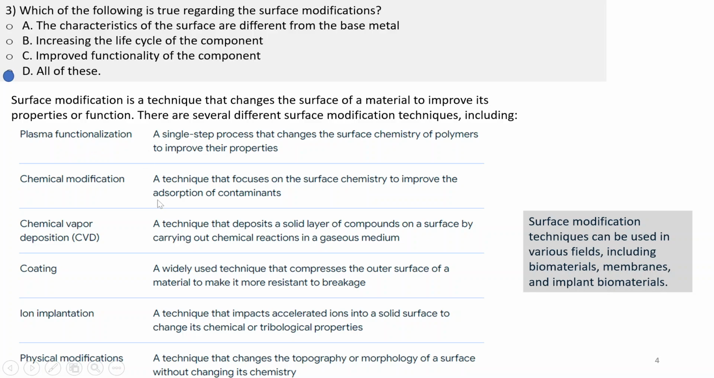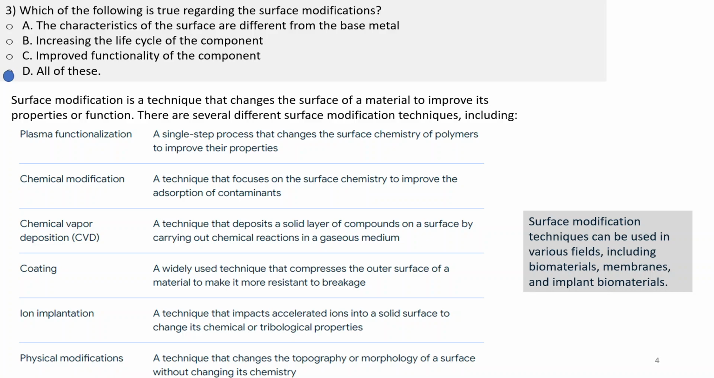We have CVD, which is a technique that deposits a solid layer of compounds on a surface by carrying out chemical reactions in a gaseous medium. Coating, it is a widely used technique which compresses the outer surface of a material to make it more resistant to breakage.